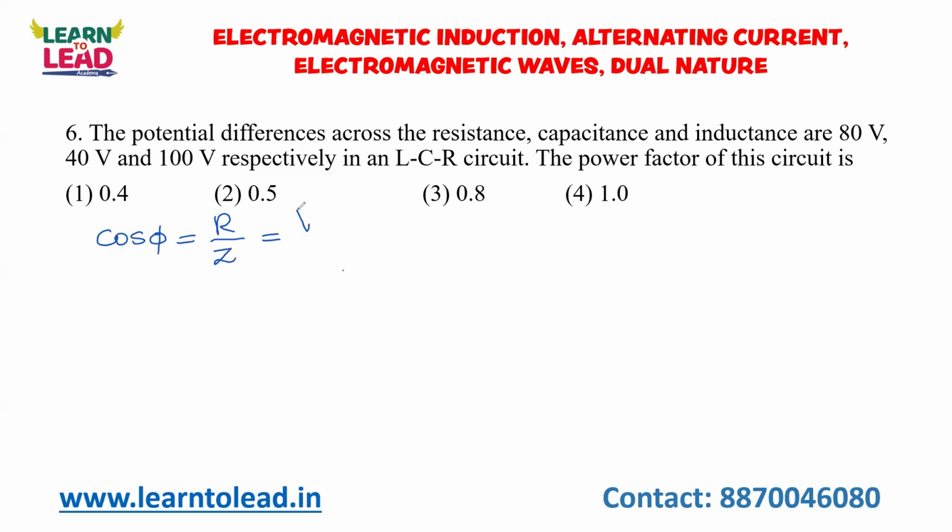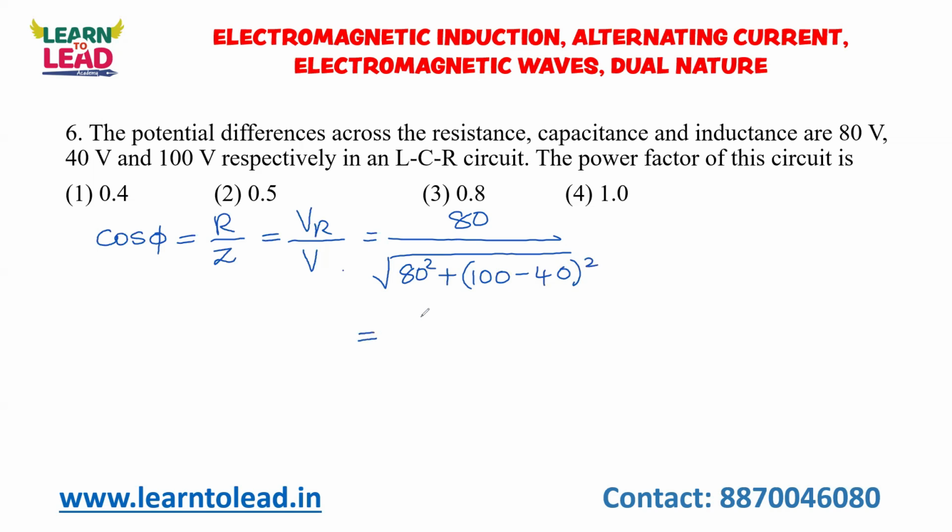Okay. So, R is given in terms of voltage. So voltage across resistor divided by the complete voltage. Right? So, voltage across resistor is 80. And the impedance formula is the same. So, 80 square plus 100 minus 40, that is, we have to subtract the inductor and capacitor voltages. So, 80 divided by 100. So, your answer is 0.8. Okay, if you solve this, you'll get 0.8 as your answer.